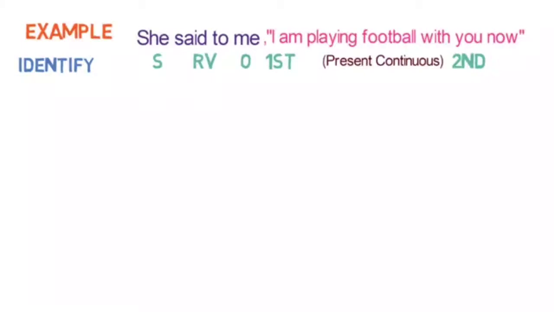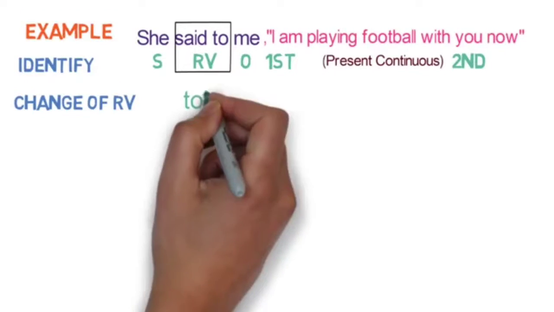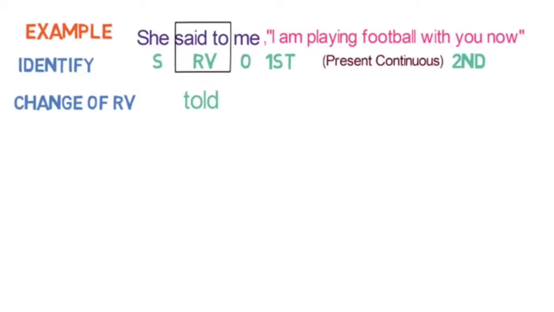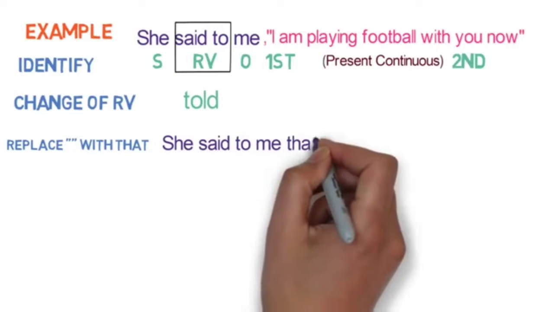The second step is the change of reporting verb. Said to will become told here. Then the third step is replacing the inverted commas with that. So the sentence will become like this: She told me that.